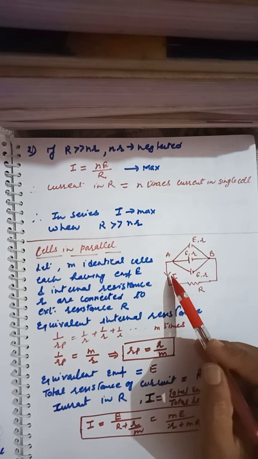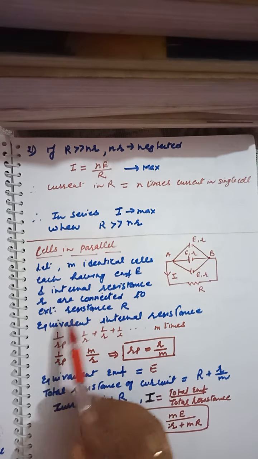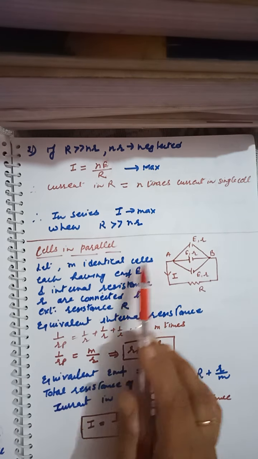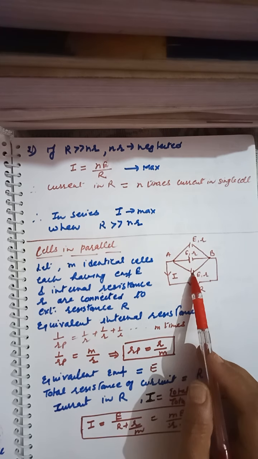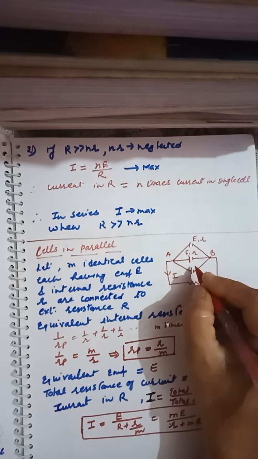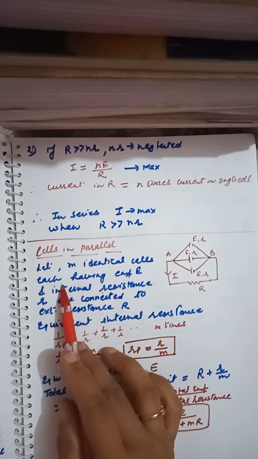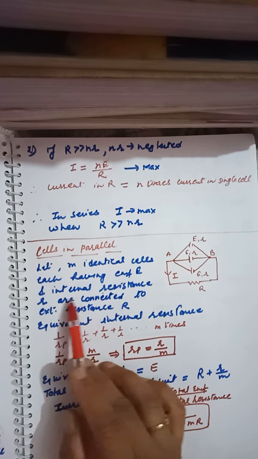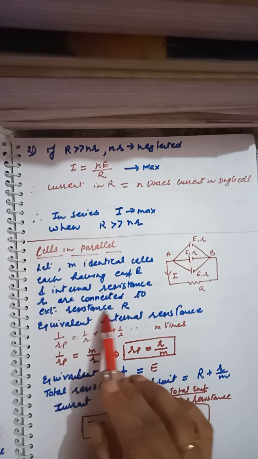I is the total current flowing in the capital R. Now in this condition, I have considered M identical cells which are connected in parallel combination. Okay, so we can represent it like this, dotted. So dots mean up to M cells. So M identical cells, each having EMF capital E and internal resistance small r, are connected to external resistance capital R.